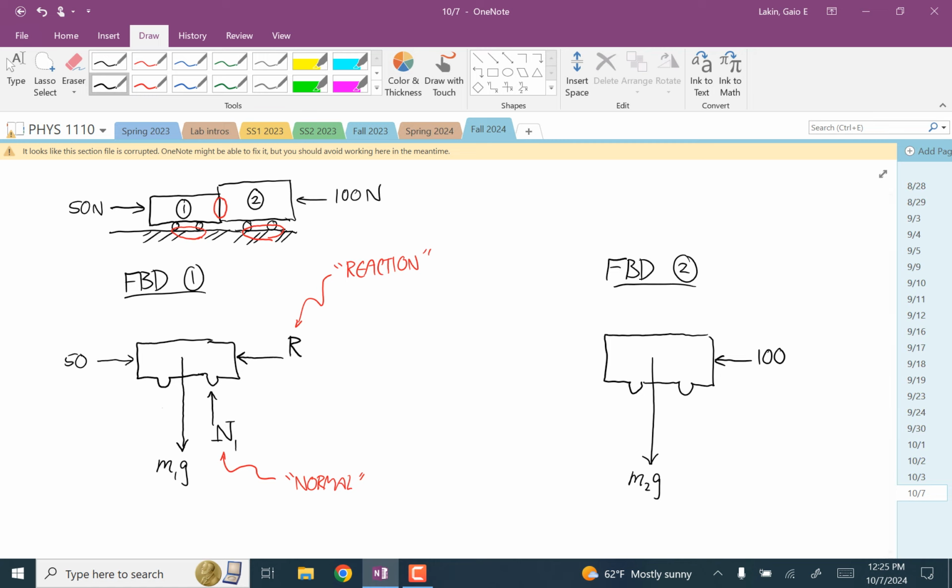And now there's 2 pushing contacts on body 2. There's one at the wheels from the ground. So that's perpendicular to the ground, toward the chosen body. And I'll give that the name N2. The subscripts are just saying that those are different variables. And then the second pushing contact is where it touches cart 1. That is perpendicular to the surface, toward the chosen body.